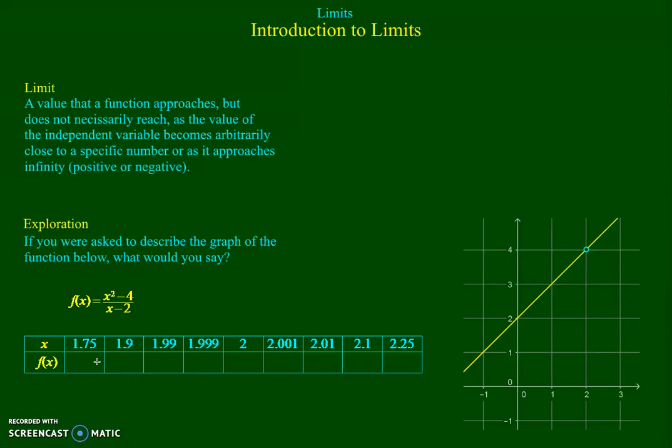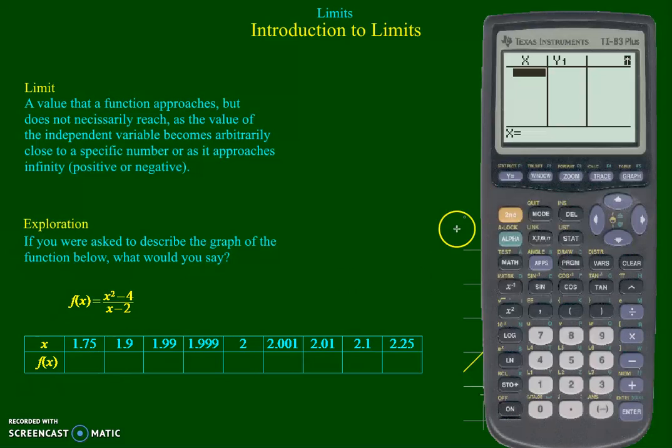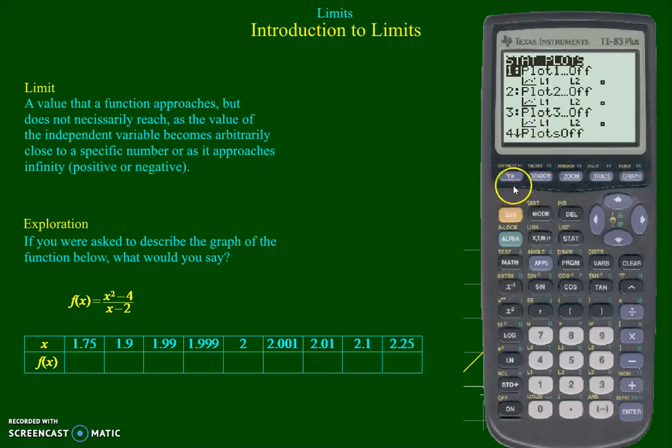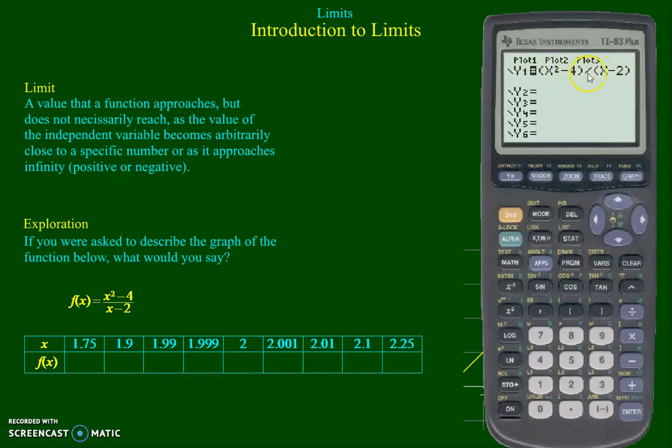We'll pull up our calculator. I've gone ahead and entered my function, so you can see that my function is inside the system. I've changed the calculator to be in ask mode for the independent variable. So I go to my table and I'm going to start typing in values to find out what the value of this expression is at these different values. So let's start with 1.75. The value comes out to be 3.75.